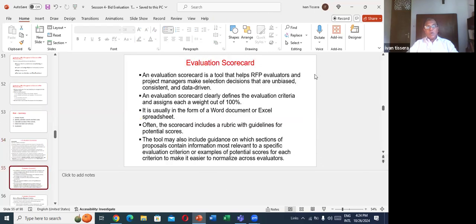An evaluation scorecard is a tool that helps RFP evaluators and project managers make selection decisions that are unbiased, consistent, and data-driven. This is also an evaluation tool anyway.